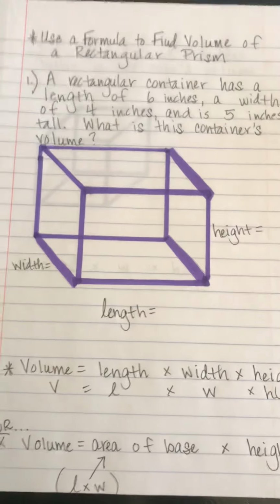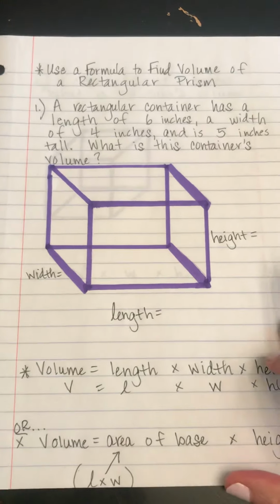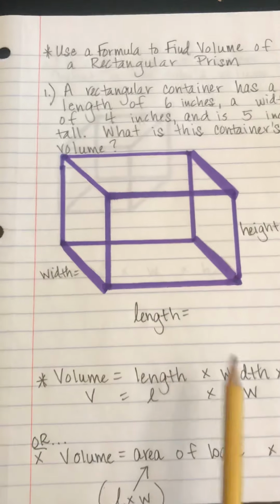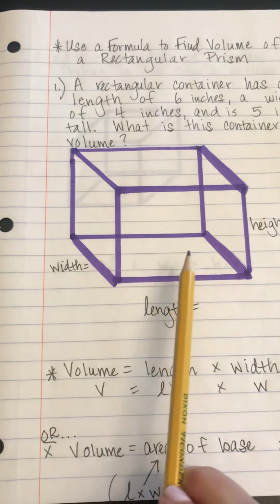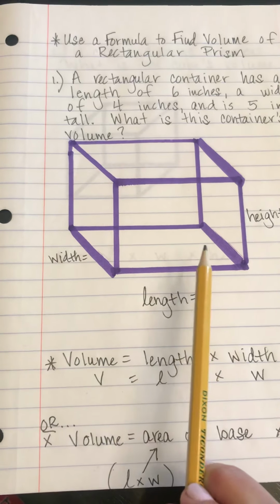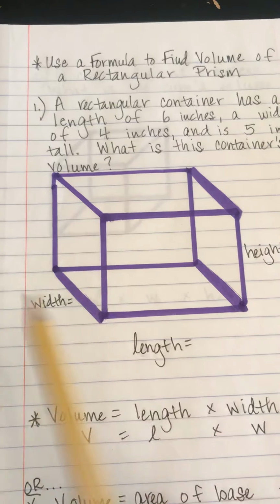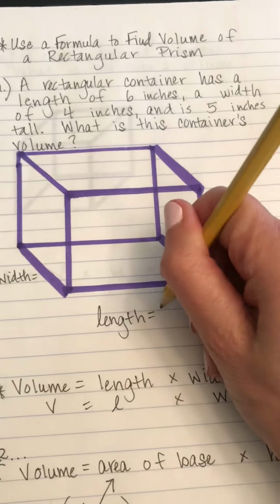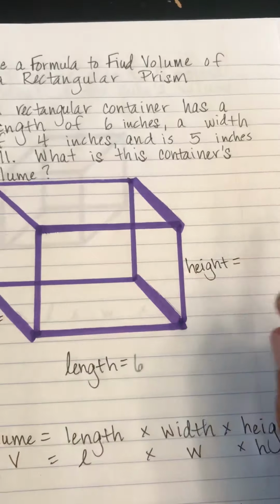Okay, so what we're going to do is take a look at our container and place our dimensions where they belong. If you look at the bottom, this is what's called the base of the container, and we need the base's length. It actually told us in the problem that the length is 6 inches. The width is also in the problem, and the width is how wide this base is. So it's 6 inches long and 4 inches wide.